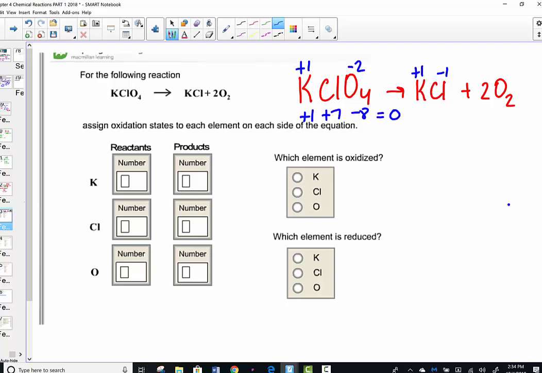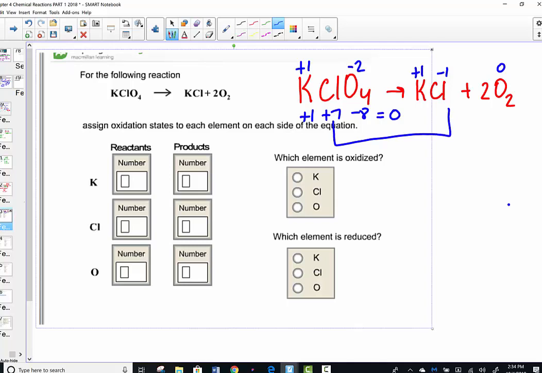On the product side, oxygen is written as a diatomic molecule. Oxygen is written in its elemental form. Any element in its elemental form is assigned a 0. Potassium didn't do anything. It's a +1 and it's a +1. The chlorine went from a +7 to a -1. A +7 to a -1 is a reduction of charge. It's becoming more negative.